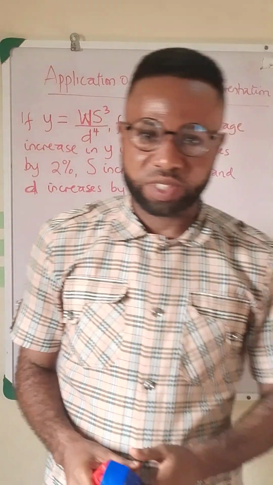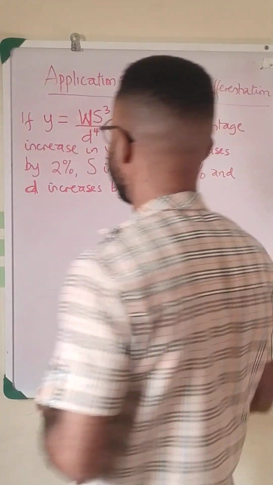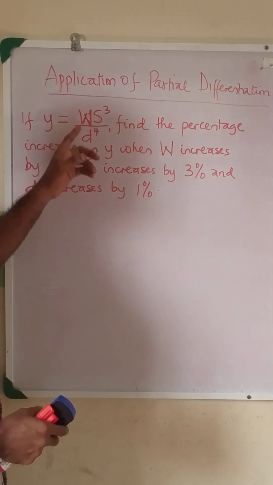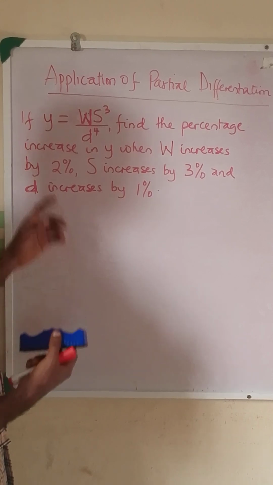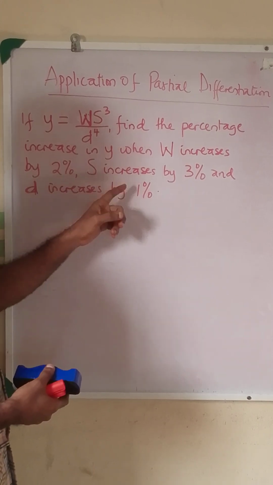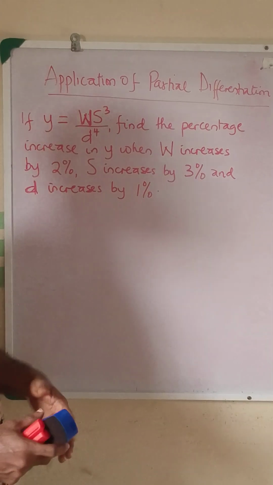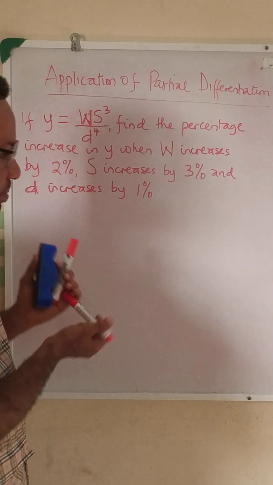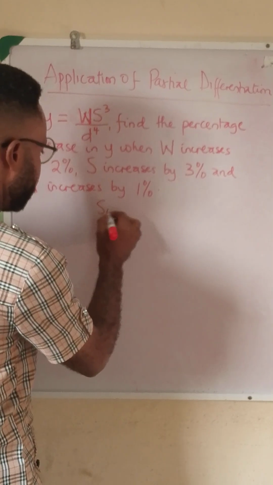Hello viewers, we are going to consider a question on the application of partial differentiation. And so from the question, we have: if y equals w s cubed over d raised to power 4, find the percentage increase in y when w increases by 2%, s increases by 3%, and d increases by 1%. So this is a typical question on the application of partial differentiation. We are going to go into the solution immediately.